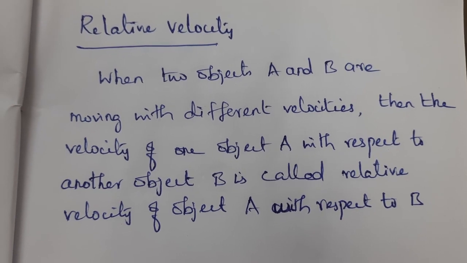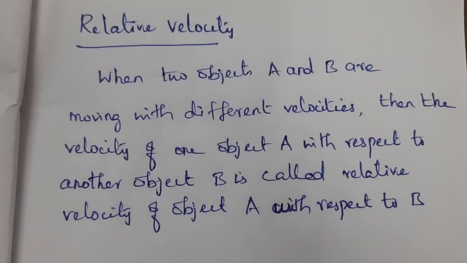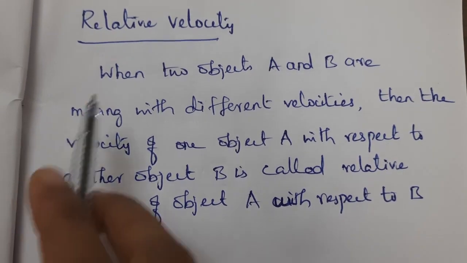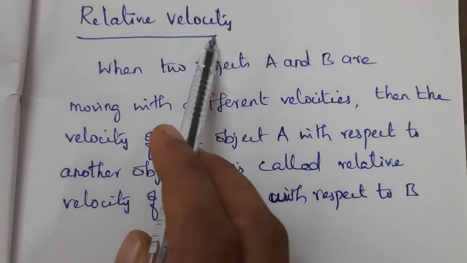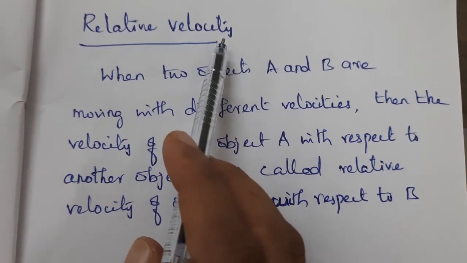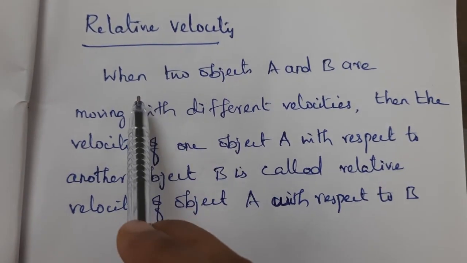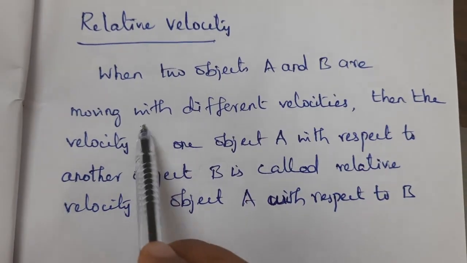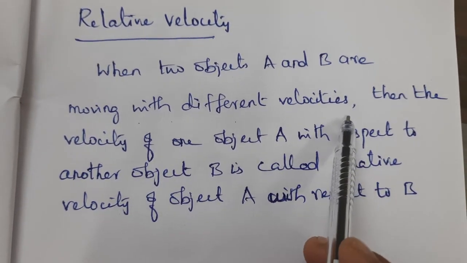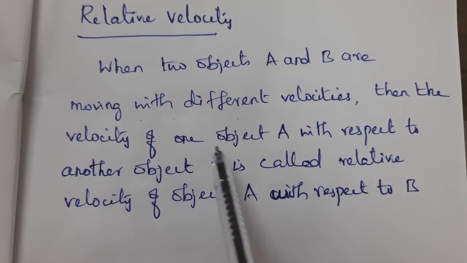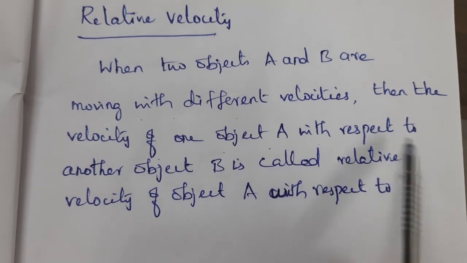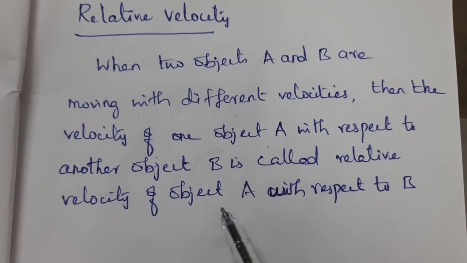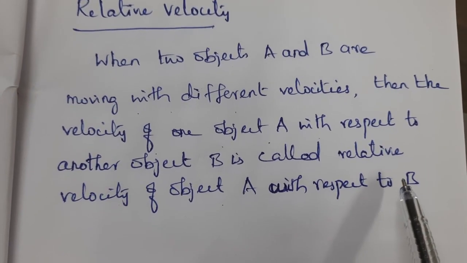The next one is relative velocity. Relative velocity in 1 and 2 dimensional motion. What is meant by relative velocity? When two objects A and B are moving with different velocities, then the velocity of one object A with respect to another object B is called the relative velocity of object A with respect to B.